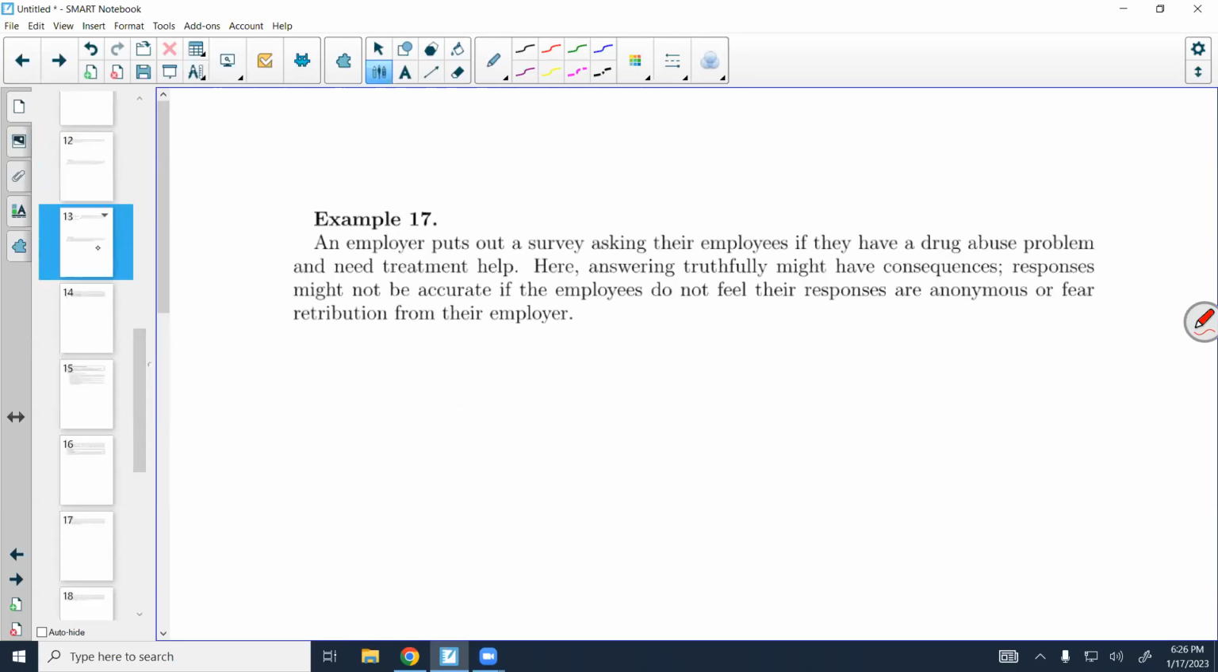An employer puts out a survey asking their employees if they have a drug abuse problem and need treatment help. Here, answering truthfully might have consequences. Responses might not be accurate if the employees do not feel their responses are anonymous or fear retribution from their employer.